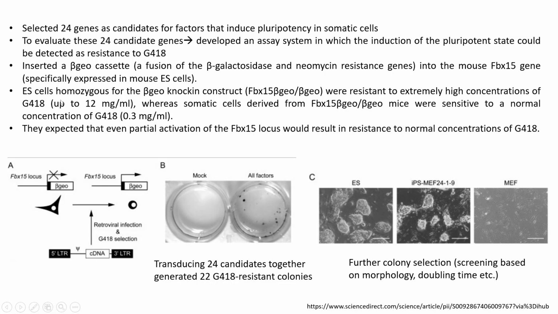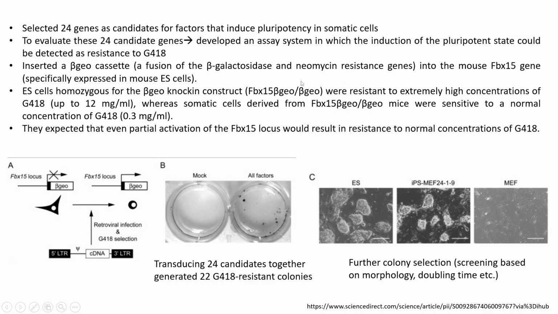So normally your embryonic stem cells that are homozygous for this kind of construct were resistant to very high concentrations of G418, up to 12 mg per ml. So typically in culture, when I select cells with G418, not stem cells but other cells that I have transduced with something, I don't go above like 2. So 12 is really high, okay?